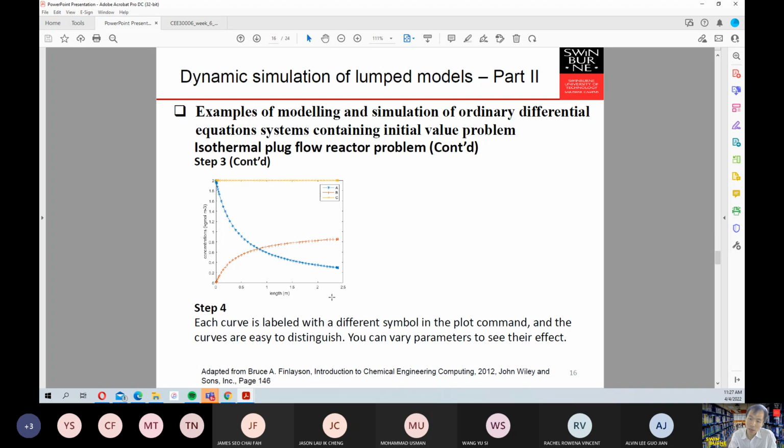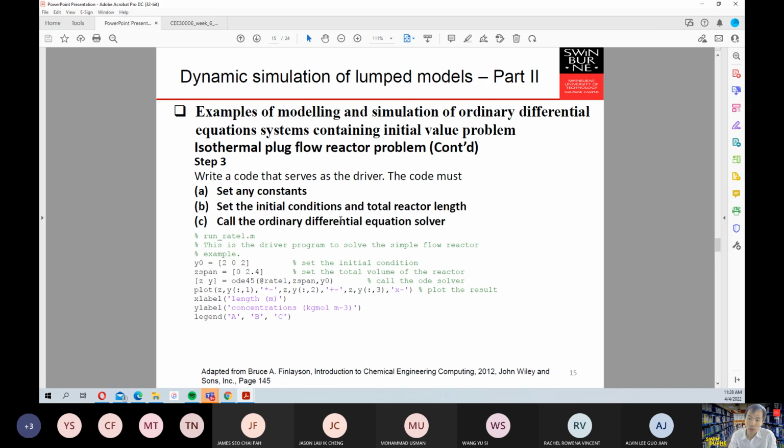Okay, with increasing length from 0 up to 2.4, your A will decrease, your B will increase, and then your C will stay constant. Right? Each curve is labeled with a different symbol in the plot command, and the curves are easy to distinguish. Therefore, you can vary parameters to see their effect. So this is how you solve this particular initial value problem.